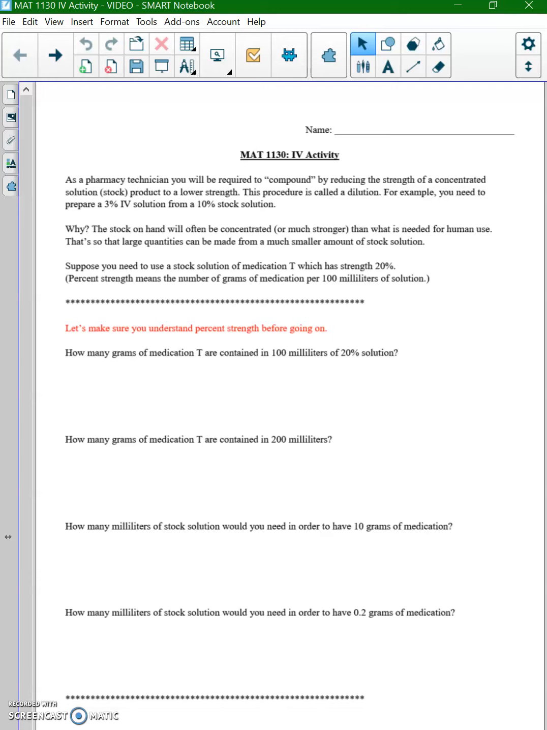Alright guys, so today we're going to take a look at the IV activity here. Before we even read through the intro though, let's think about a different situation that will be related to this IV activity. When you walk into McDonald's and you order a drink, they hand you an empty cup.